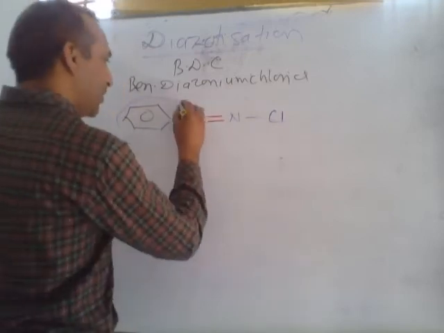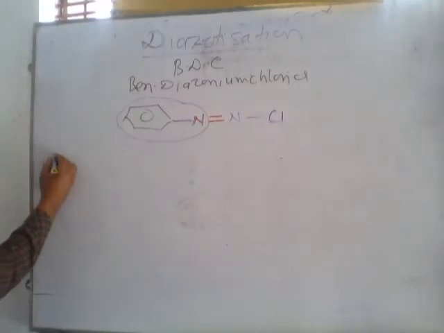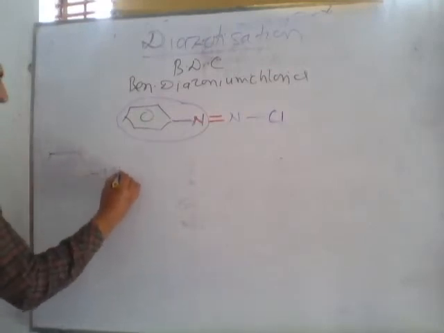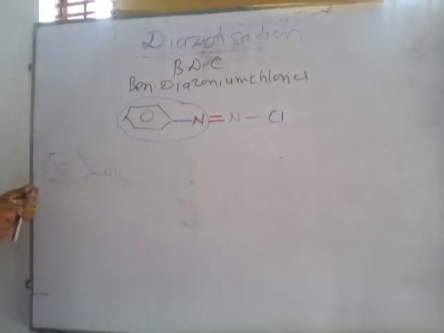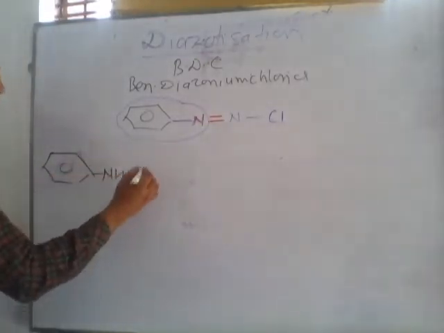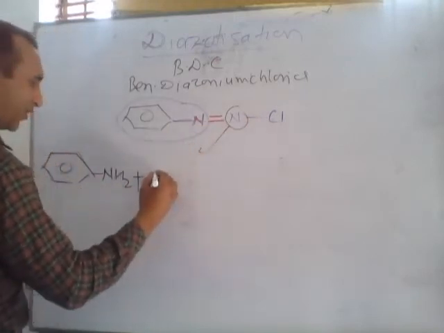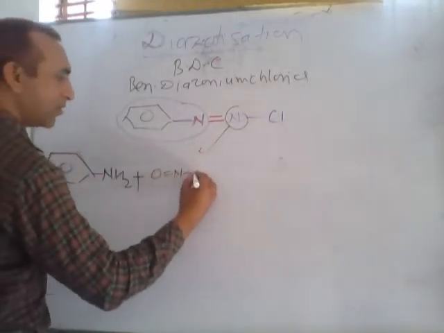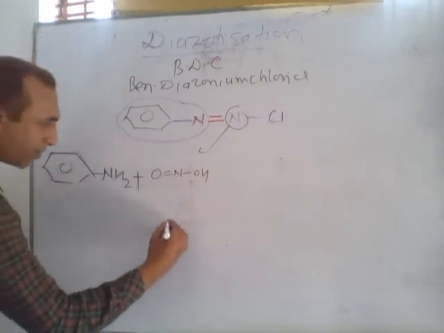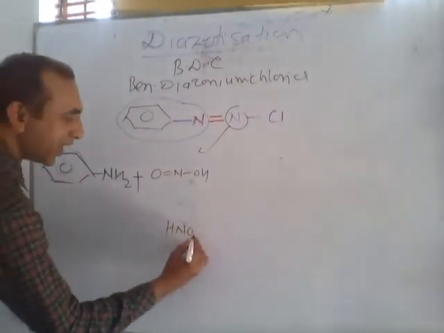Listen, this part of BDC comes from aniline. This is aniline. Aniline means a benzene ring along with NH2. This nitrogen comes from this compound. Can you guess the name of this compound? Actually, this compound is HNO2. This is called nitrous acid.